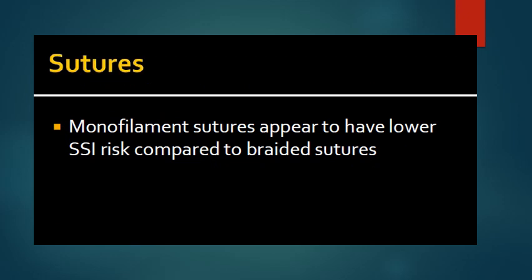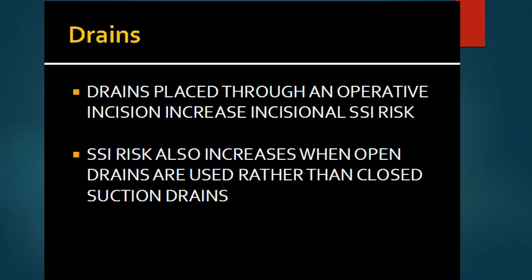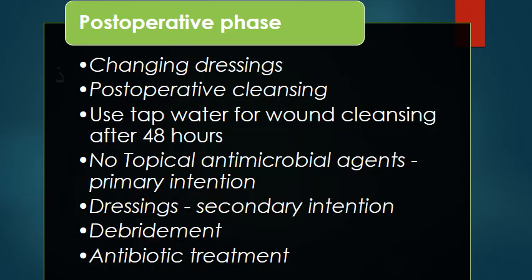Sutures. Monofilament sutures appear to have a lower risk compared to multifilament. Drains placed through an operative incision increase the risk of surgical site infection. Surgical site infection risk is increased when open drains are used rather than closed ones. And then the postoperative phase.